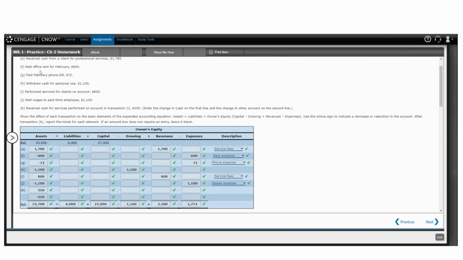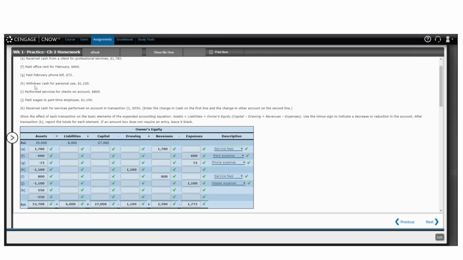In F, he pays office rent for February in the amount of $600. So I know that my cash is the first account that's affected. My cash is going to decrease by $600, and my expense account is going to increase by $600. In G, he pays his February phone bill in the amount of $72. So I know that my cash is going to decrease by $72 and my expense increases by $72. And then we have that phone expense description there.